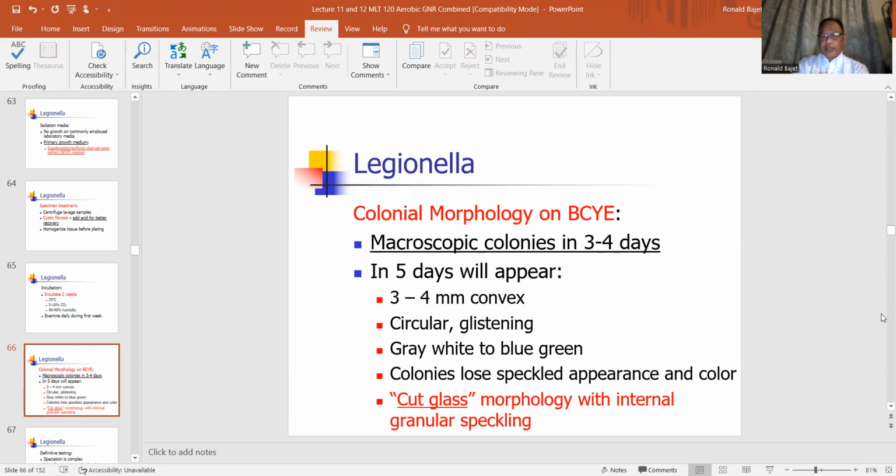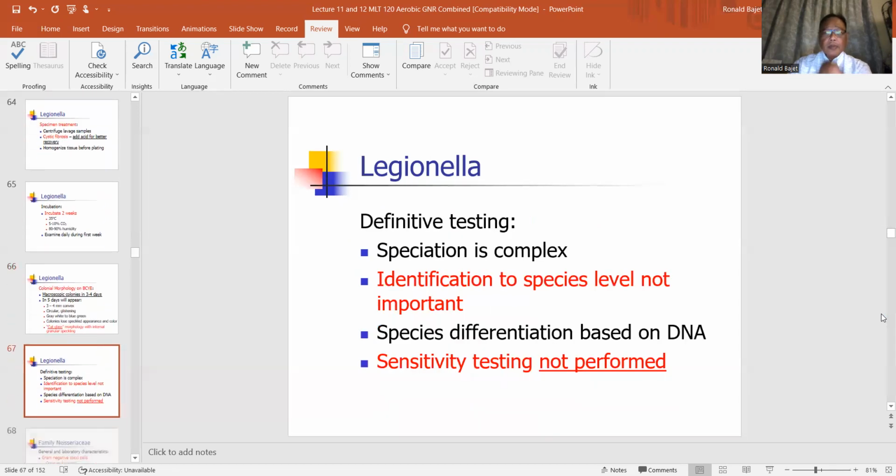Start collecting as you go through these notes and listen to the lectures. Colony morphology is going to be on the matching, where I'm going to give you various morphologies and you're going to tell me what organism that morphology belongs to, like fish scales, or cut glass, or railroad tracks, or mercury droplets, which I haven't talked about yet. Okay, so start collecting those.